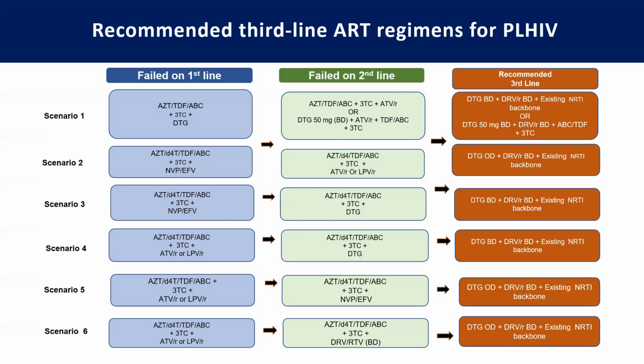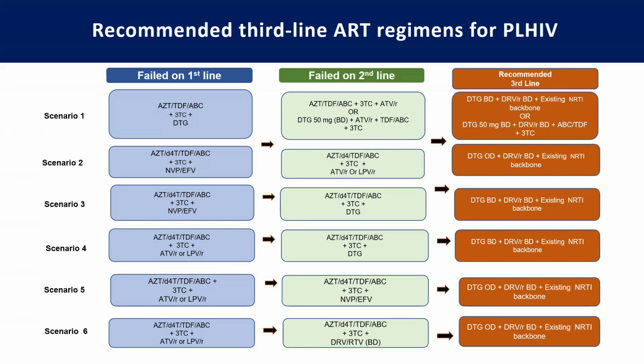Scenario two, failing on an NRTI based first line, that is any of the NRTIs, Zidovudine, Stavudine, Tenofovir, Abacavir with Lamivudine with Nevirapine or Efavirenz as the first line. The second line will be PI based here, a different NRTI combination with ATVR or LPVR, and third line will be here in this case DTG in OD dose with DRVR BD with existing NRTI backbone.